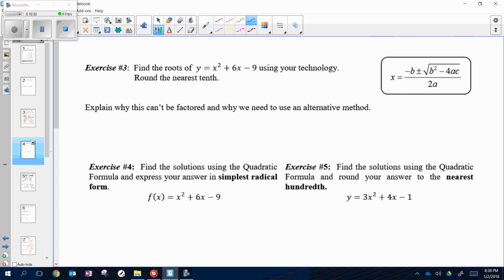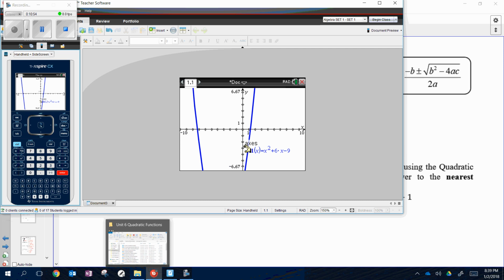Let's turn the page. Exercise 3, you're going to find the roots using your technology and round to the nearest tenth. Wait a minute, what are we finding the roots of? Okay, so I took x squared plus 6x minus 9 to my graphing calculator, and I graphed it.